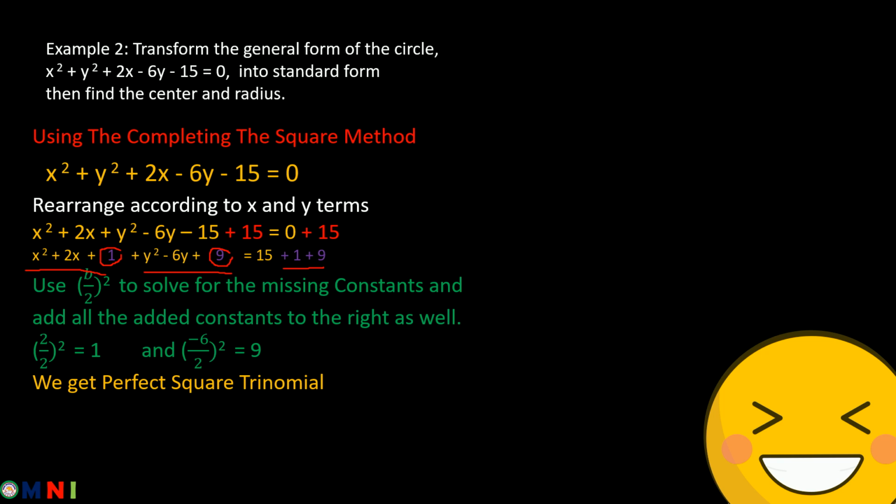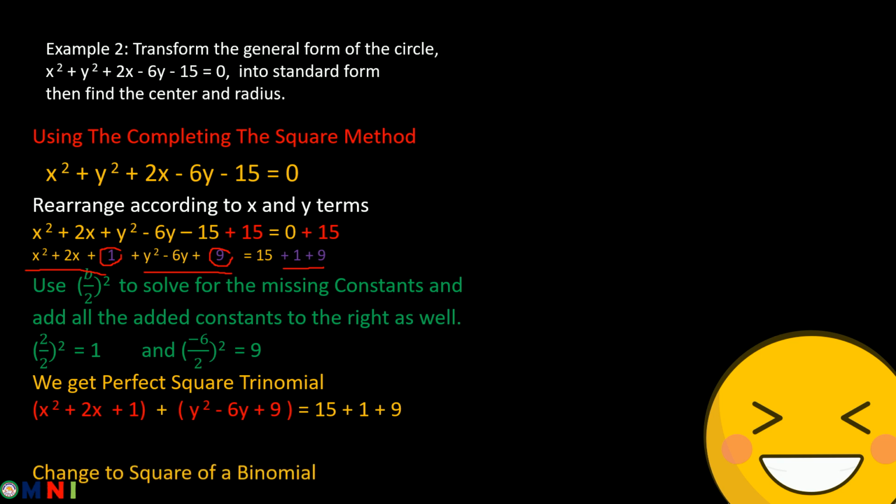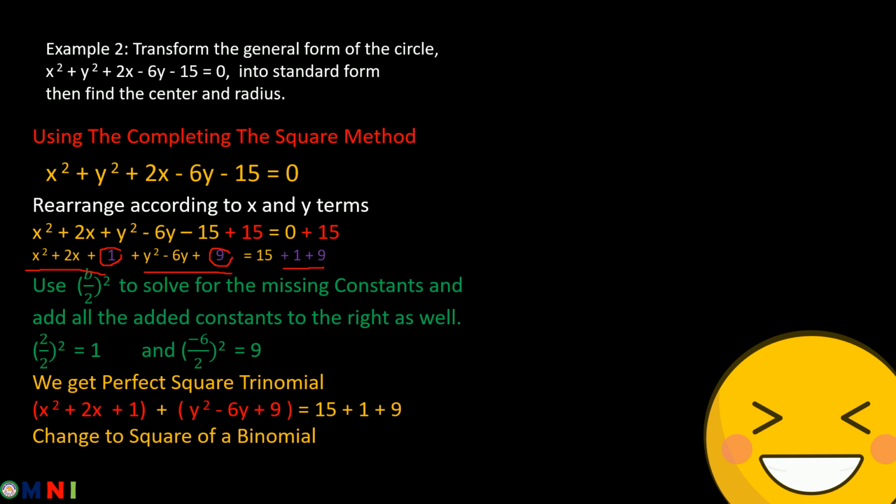So we get a perfect square trinomial, which is x squared plus 2x plus 1, and also here, y squared minus 6y plus 9. So they are all perfect square trinomials, and then the constants that were added to balance the equation. Then change to the square of the binomial. To get the square of the binomial for this, it is (x plus 1) squared.